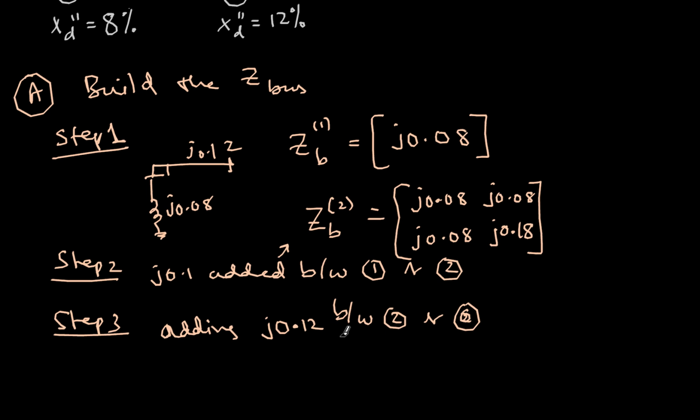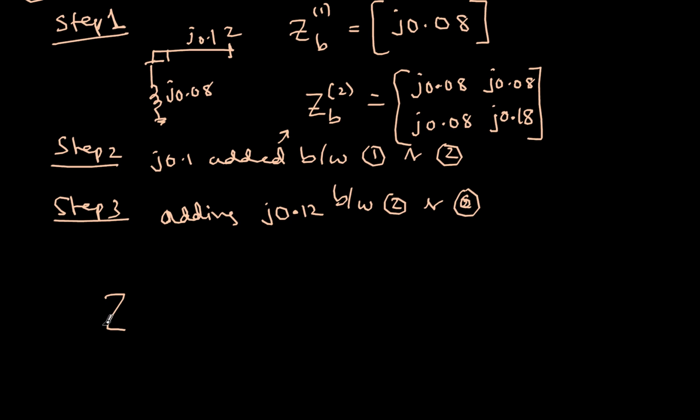If you notice, this is a case, case 3 I suppose. In the earlier video we had these cases. So this is case 3. So how to find the Z bus in the third step? We'll have to apply the Kron's reduction. So you take the old Z bus.